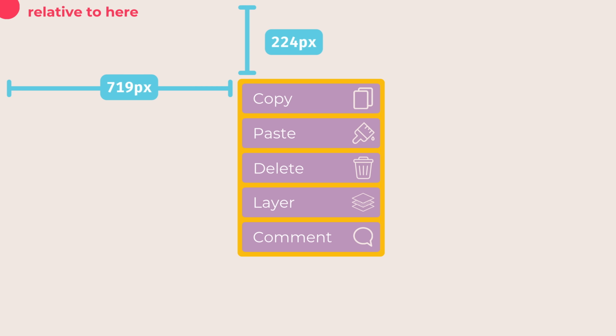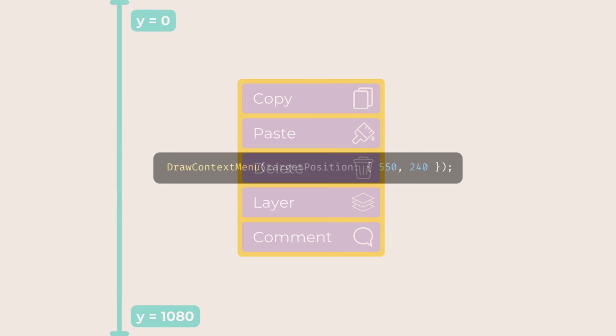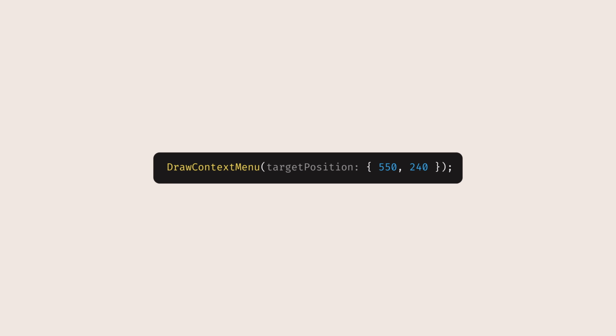You might already know this, but it's just worth mentioning that most computer graphics systems treat the top left corner of the screen as the origin where x and y are 0, with y increasing as it goes down, which unfortunately is the opposite of what we use for graphs in mathematics. We can now draw our context menu wherever we want on the screen by passing in the position of the top left corner as an argument.